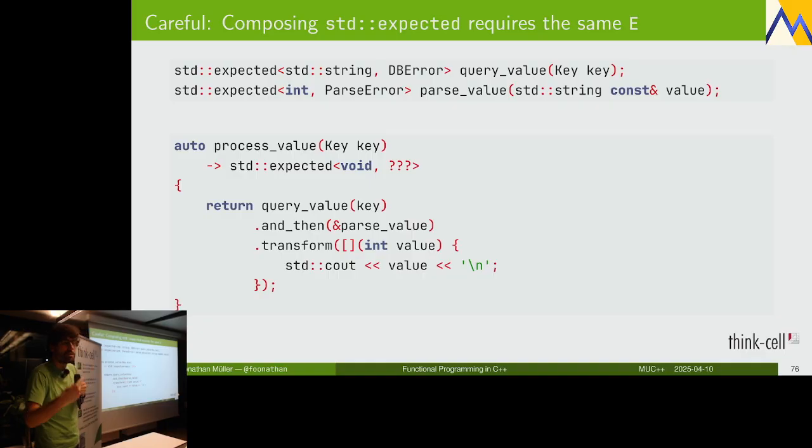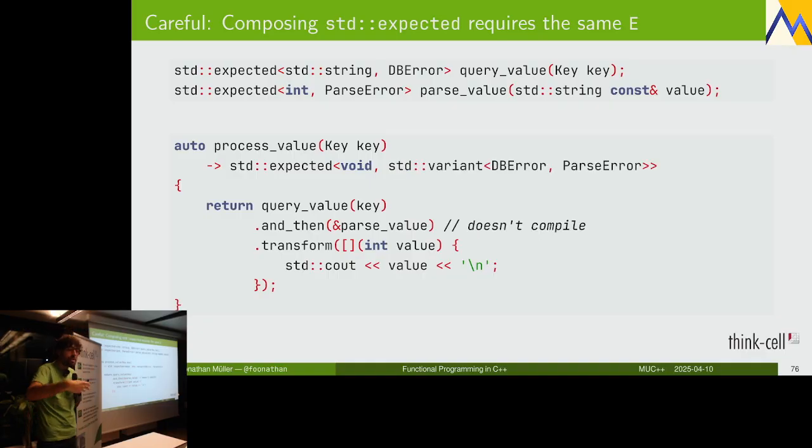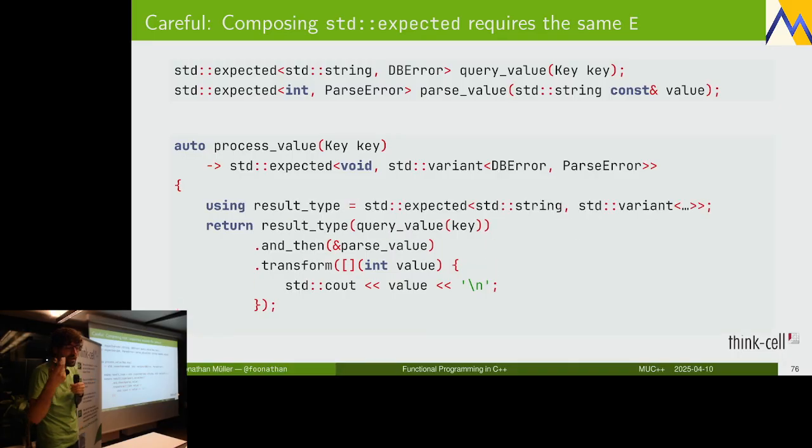First of all, what's the return type of the composition? Well, it's an expected of a variant of either one of these errors. But it doesn't compile, because the and then doesn't allow you to change the error type, you can't really compose them together. You have to awkwardly cast it into the variant type first, and then the pipeline works.